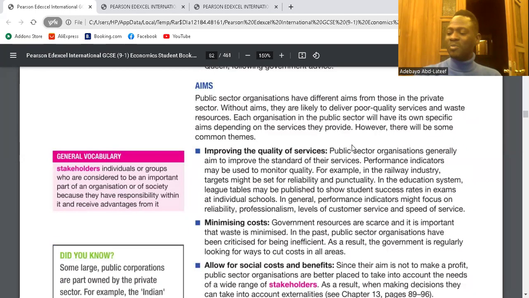Before going to the aims of public sector businesses, they are in charge of services. They just want to take care of us. They want to ensure that we live a better life. They want to make sure that all we need, they are making available. Profit is not their main aim. They are not thinking about profit. So one of their aims is to improve the quality of services. They want to monitor quality and ensure that whatever service they render to the public is of greater or better quality. That's one of their aims. Two, minimizing costs.